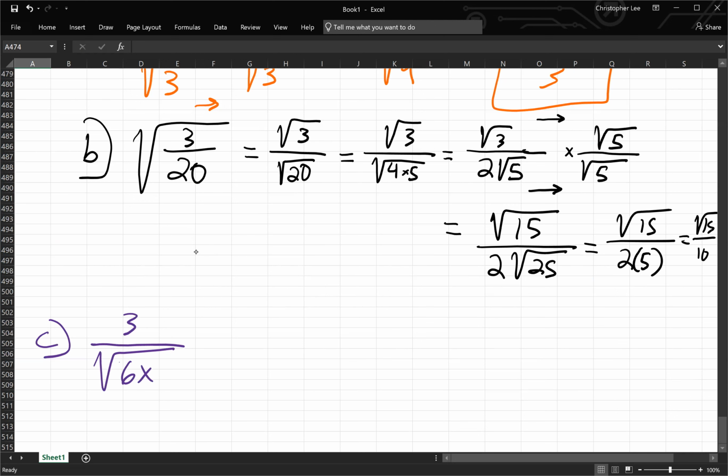So what am I going to multiply this by? I want to get rid of the radical denominator, right? So square root 6x. What I do to the bottom, I do to the top, square root 6x. Multiply straight across, what do I get? It's 3 square root 6x over what?